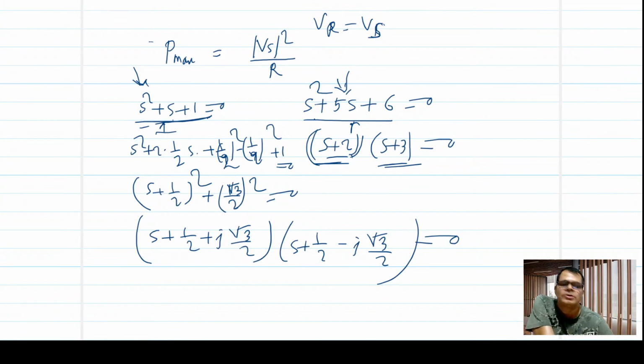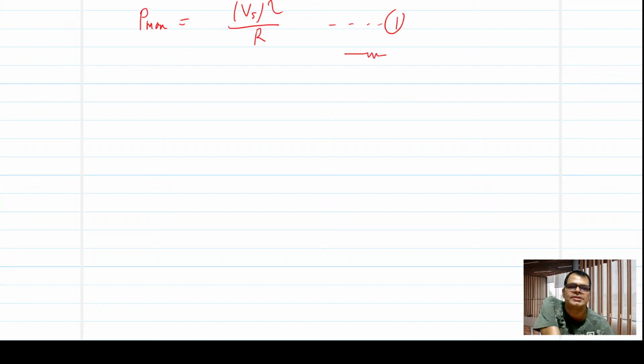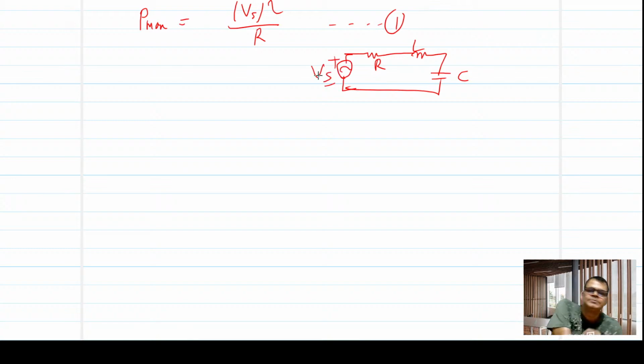Okay, so let us move to the power calculations. So P max is equal to Vs square upon R. This is the P max for a series resonance circuit, because maximum power will be at the resonance. Clear? The magnitude of V square upon R, all these are RMS values.